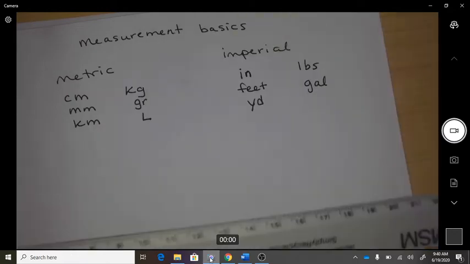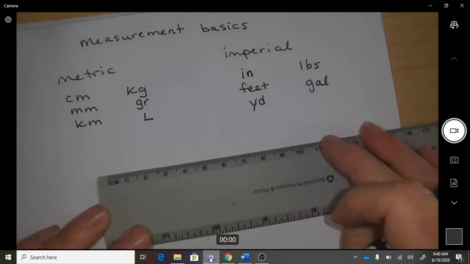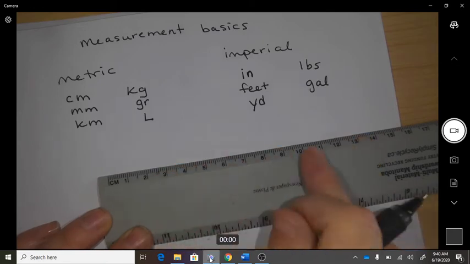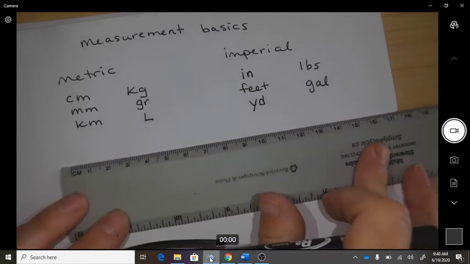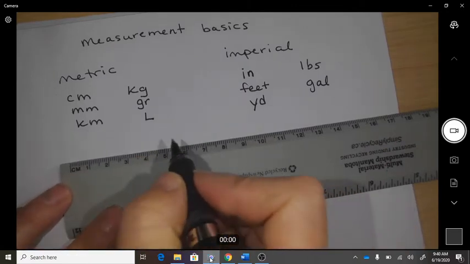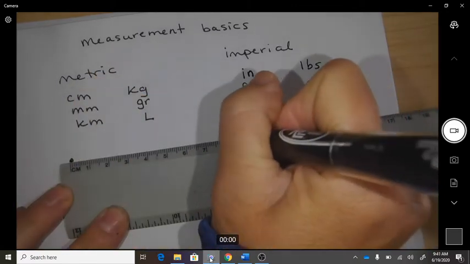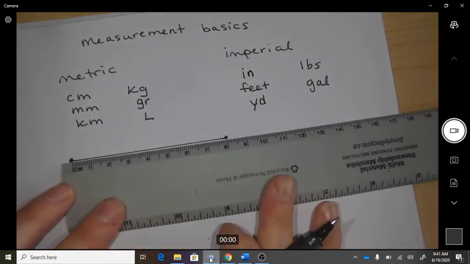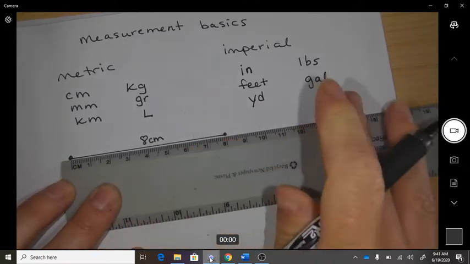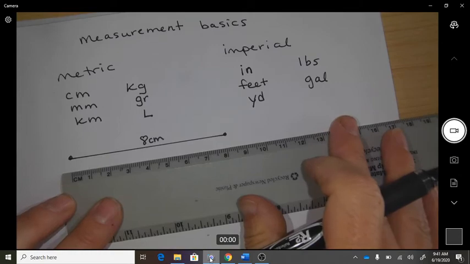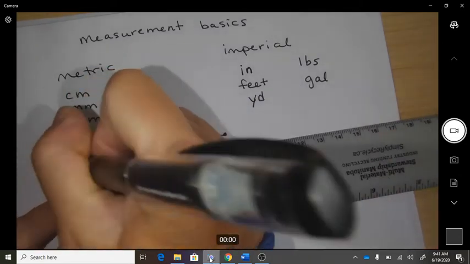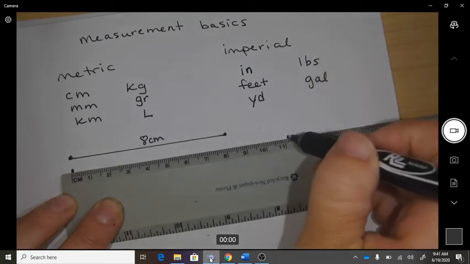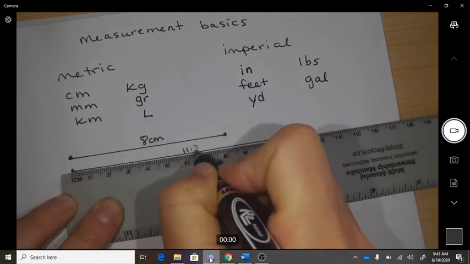Okay, so I have a ruler here. So this is the metric system on the top here. So centimeters, millimeters. So if I wanted to draw 8 centimeters, okay, that would be a measure of 8 centimeters. If I wanted to do 11.2 centimeters, I would go 11 and then 2 more little tick marks. So that would be 11.2 centimeters.